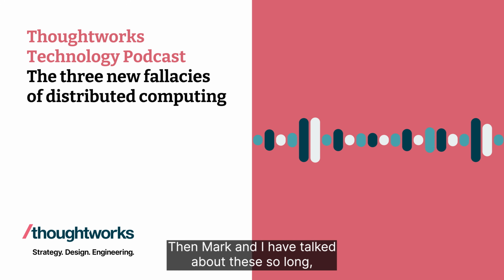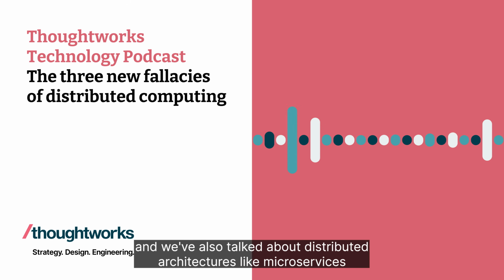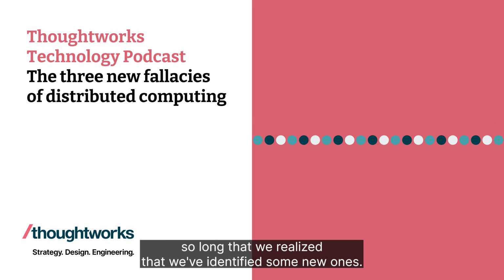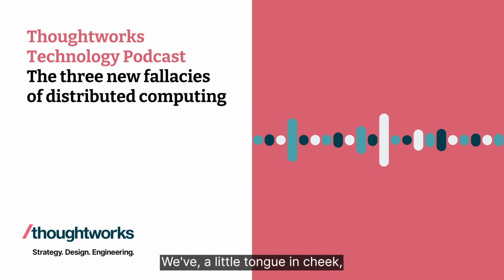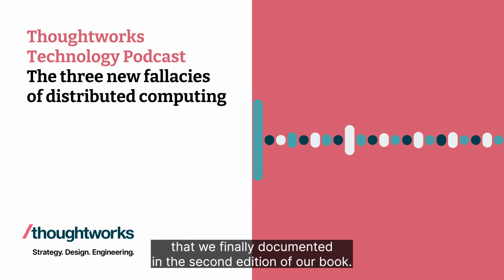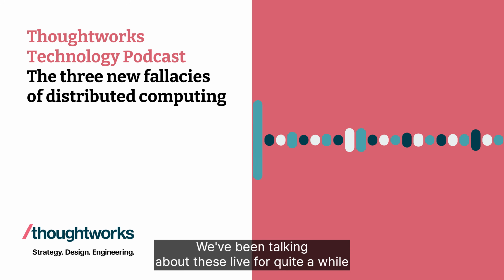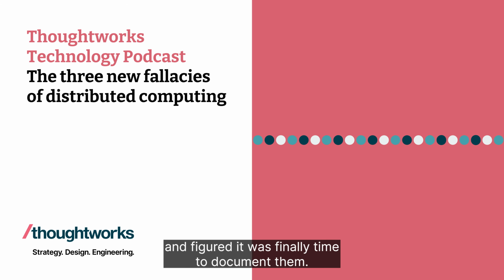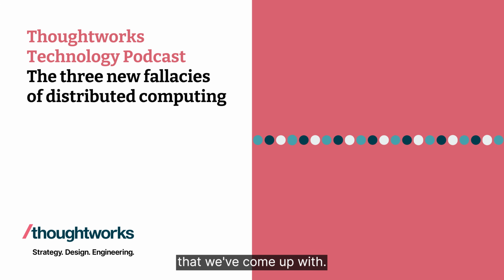But then Mark and I have talked about these so long, and we've also talked about distributed architectures like microservices so long, that we realized that we've identified some new ones. And so we've sort of, a little tongue-in-cheek, started adding to the 8, and we've come up with 3 more that we finally documented in the second edition of our book. We've been talking about these live for quite a while and figured it was finally time to document them. So I'll let Mark start talking about the new fallacies that we've come up with.